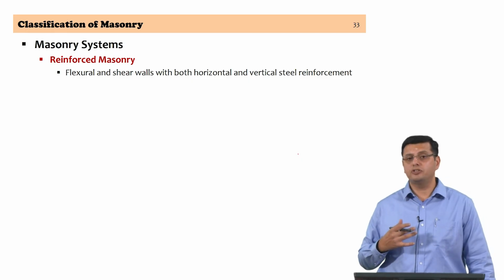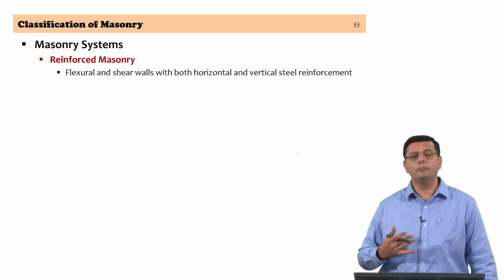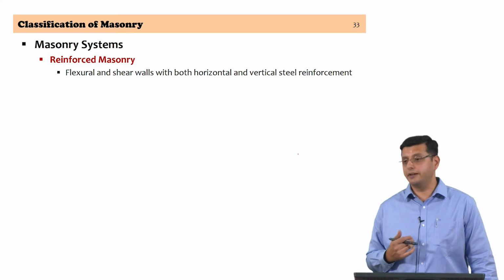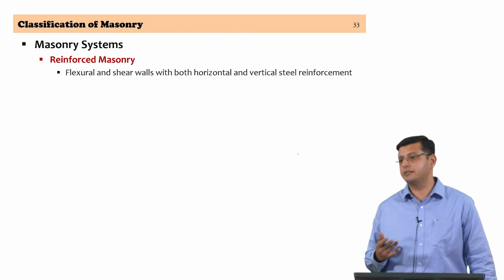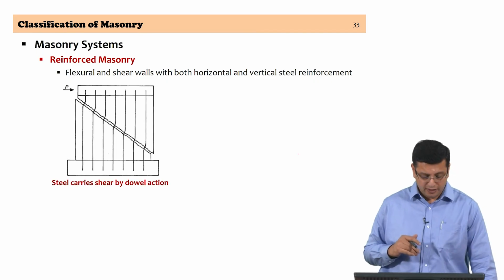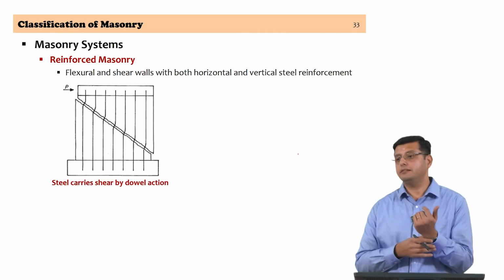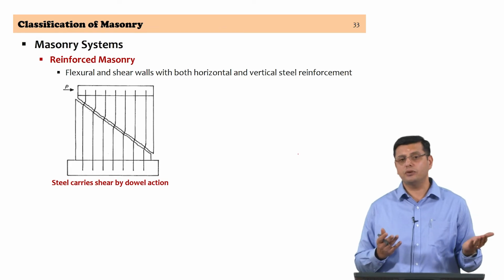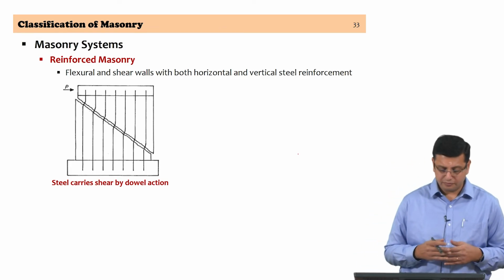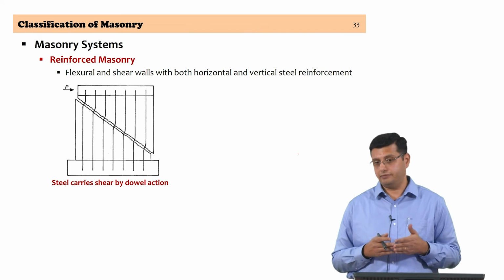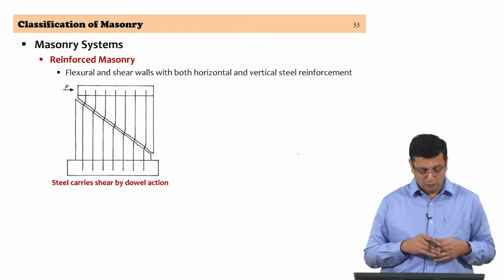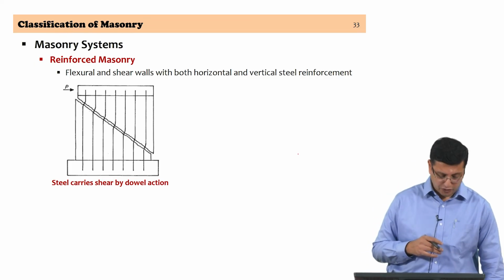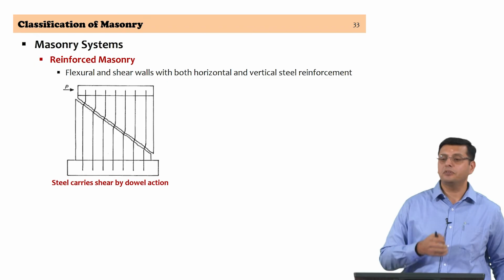Again, when we talk of reinforced masonry, it is a combination of both horizontal and vertical steel reinforcement, because you need reinforcement to provide flexural resistance and provide shear resistance to the reinforced masonry wall. When you look at a wall subjected to in plane lateral forces, the vertical steel, what is referred to as the longitudinal steel for a wall, a shear wall or a flexural wall, actually carries shear by dowel action.